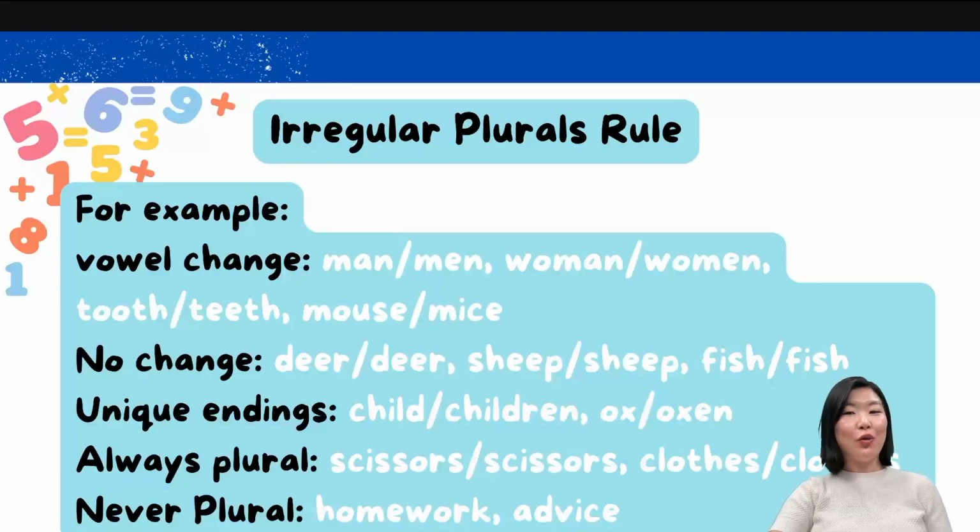There are also irregular plural forms. There are various rules in irregular plural forms. Vowel change, like man to men, woman to women, tooth to teeth, mouse to mice. There could be no change, so it looks the same. So deer to deer, sheep to sheep, fish to fish. And there are unique endings like child to children, ox to oxen. And there are always plurals: scissors, clothes. Usually they are in pairs. And there are irregular nouns that are never plural, like homework or advice.